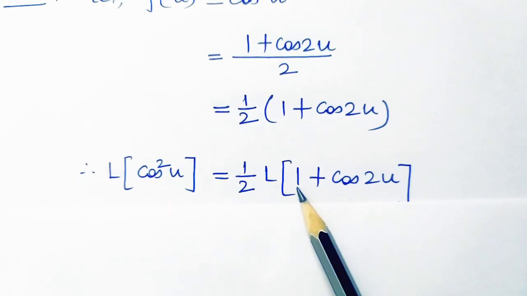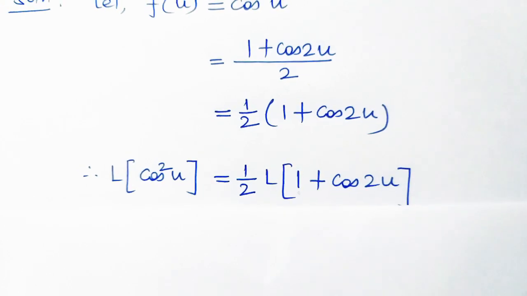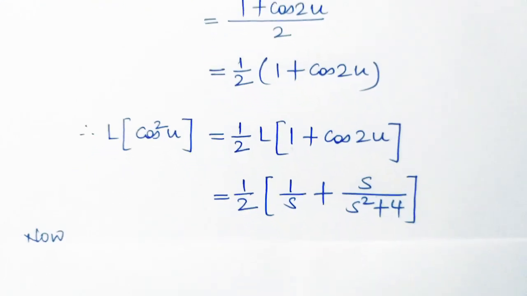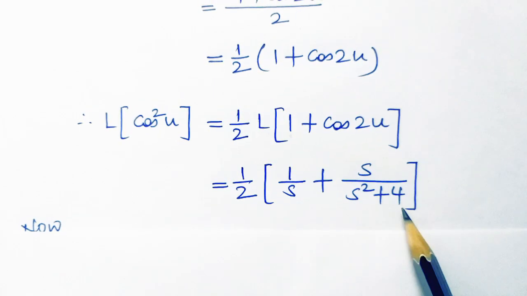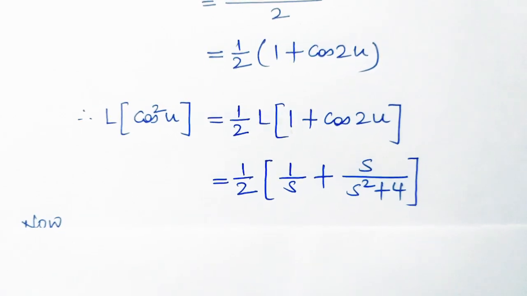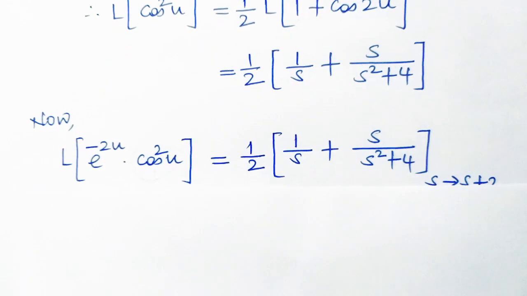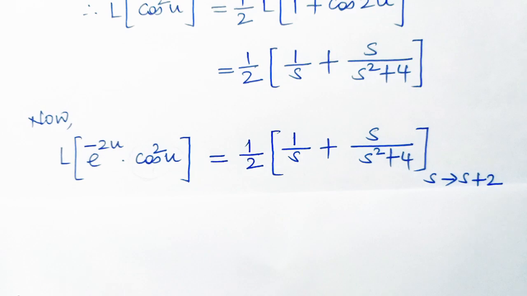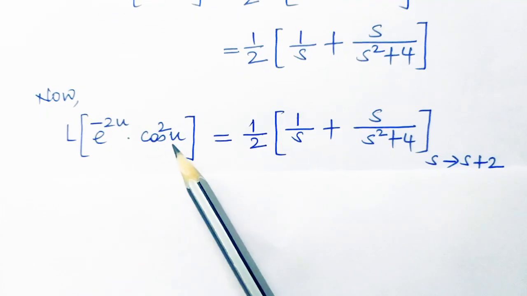So Laplace of 1 is 1 by s, and Laplace of cos 2u is s divided by s square plus 4. So here we have 1 by 2 times 1 by s plus s divided by s square plus 4. After cos square of u, we will have the next term as e to the power of minus 2u. So here we will have Laplace of e to the power of minus 2u cos square of u.